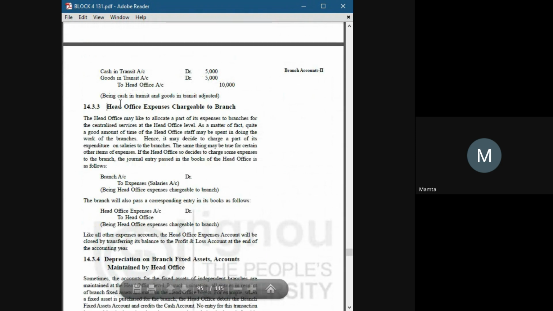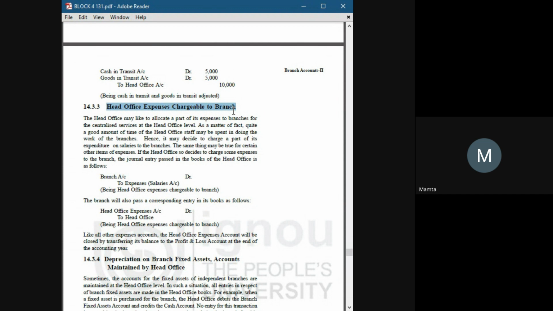Third one, head office expenses chargeable to branch. Generally, you have seen the branch takes all the money from the head office, even to run its day-to-day activities. But there are certain cases where the head office charges some expenses to the branch. And what are these cases?